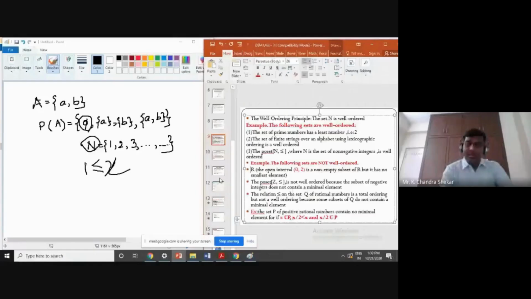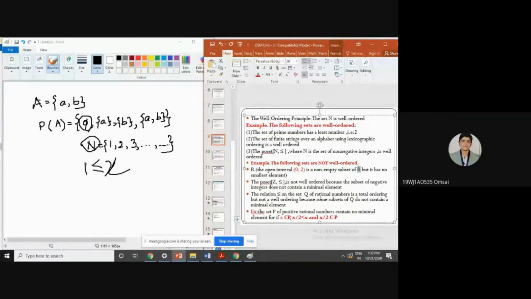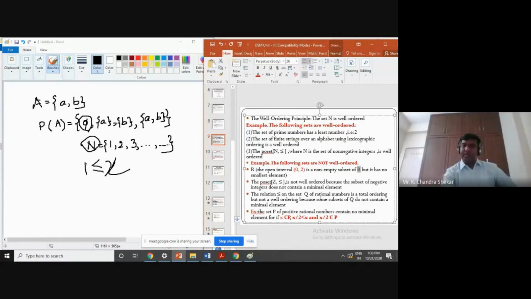So first one, R, which is the open interval. Now any non-empty subset, now it is taken as R. What do you mean by R here? Is it a real number or rational number? Yes, real numbers. If I want rational numbers, then which letter will I use? Q. Q, very good. For real numbers, we use R, and for rational numbers, we use Q.